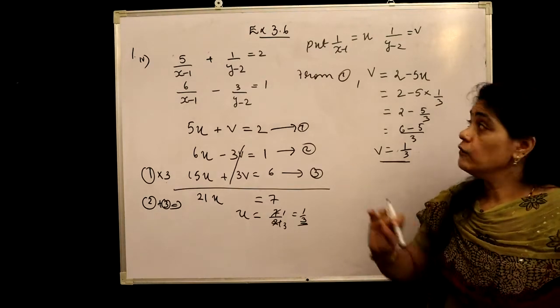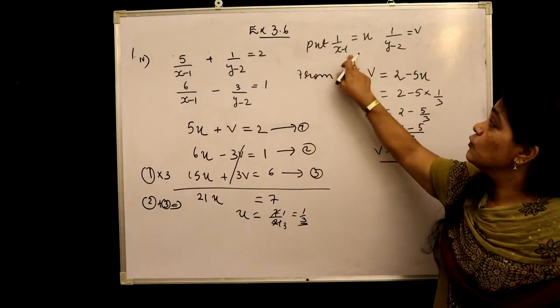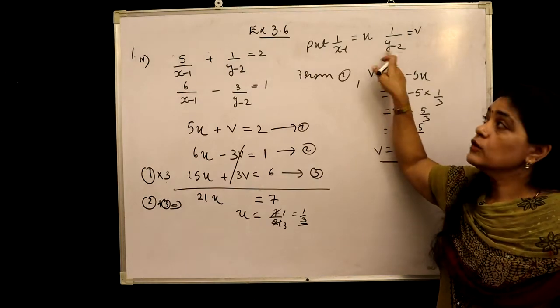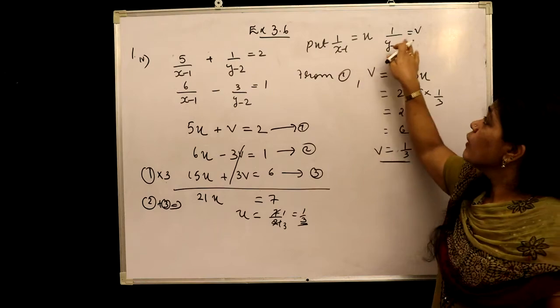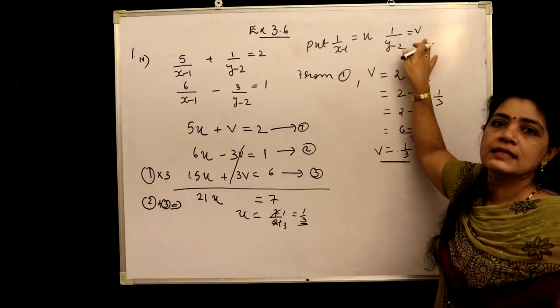But what is our aim? We should get x and y. So resubstituting, we take 1 by x as u and 1 by y minus 2 as v.